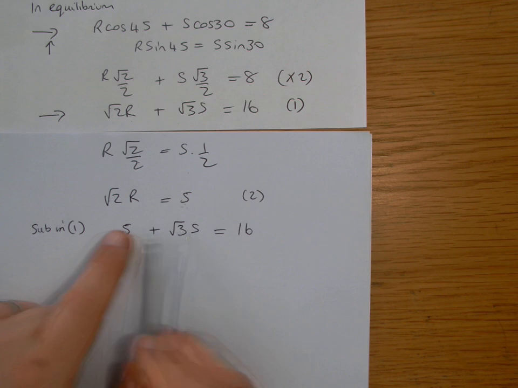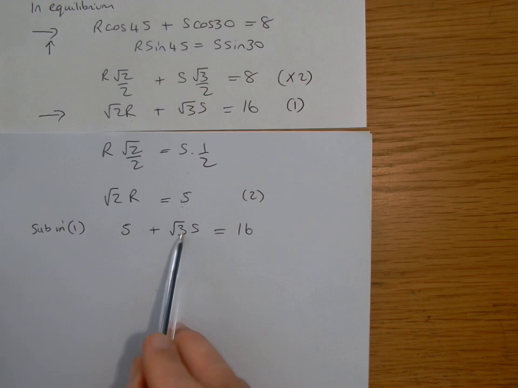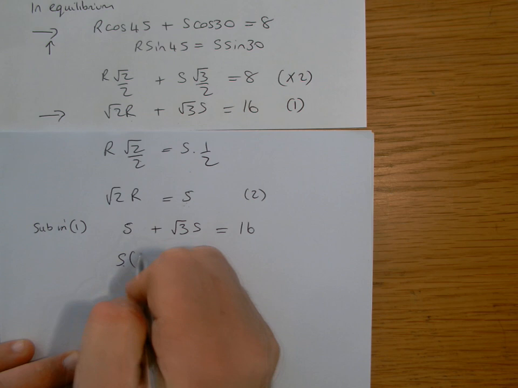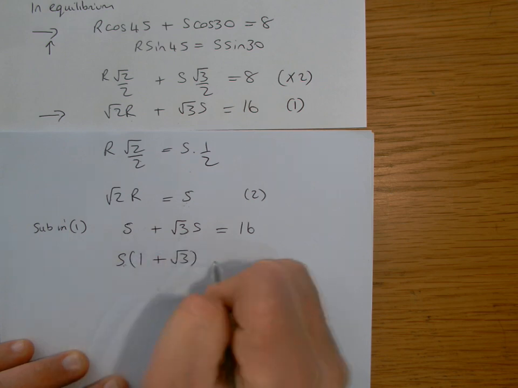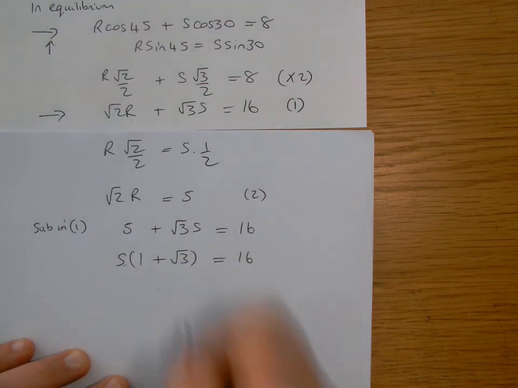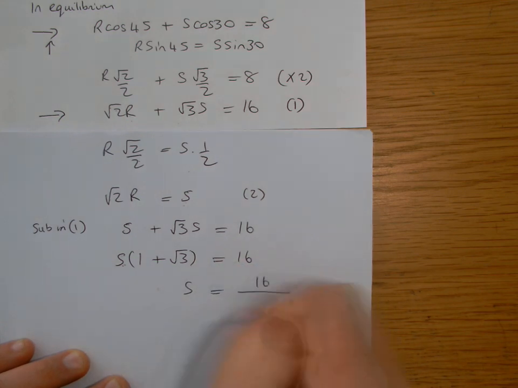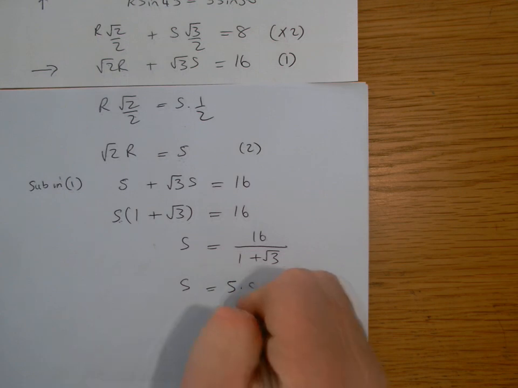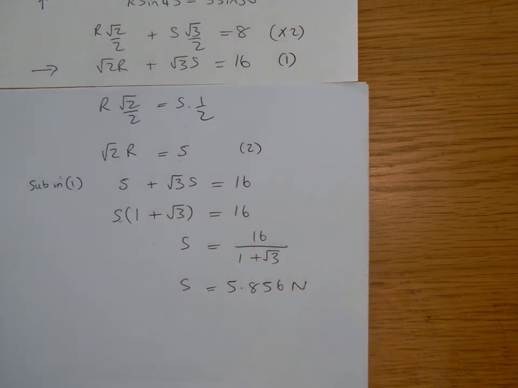Now, of course, you could get a calculator out, but it's not going to be very nice because of the root 3. So what we can do is factorize out the S. S times 1 gives me that, and S times root 3 gives me that. You get 16. And then to get S, I will do 16, take that bracket over. So I get 16 divided by 1 plus root 3. I'll type that into my calculator, and I get out 5.856 newtons. Okay, so that's what S is.